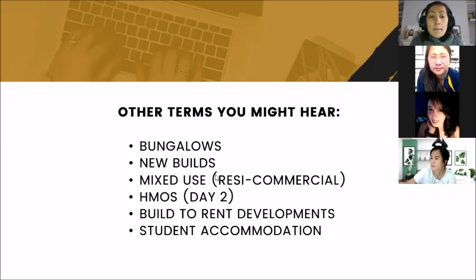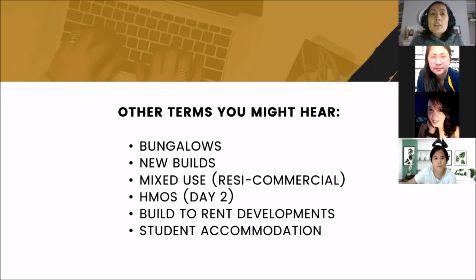Okay. Mixed use, you've got residential, commercial, this might be referring to properties that have, for example, a pizza takeaway on the ground floor, and then you've got apartments above it. Okay. By the way, in the UK, we say ground floor when you say first floor in the Philippines, and we say first floor when you say second floor. So it's a bit confusing.